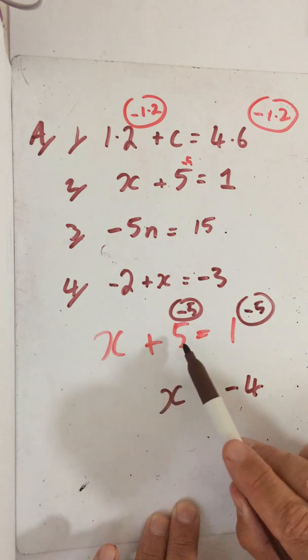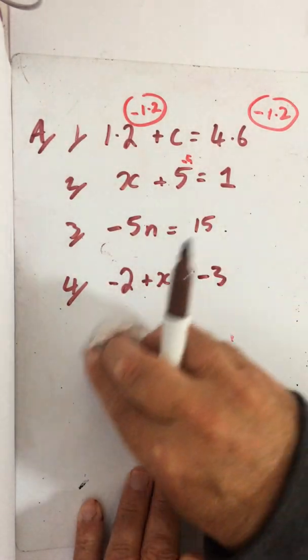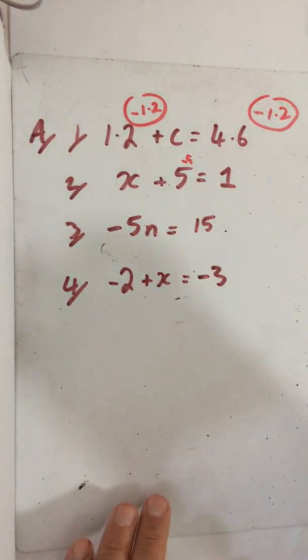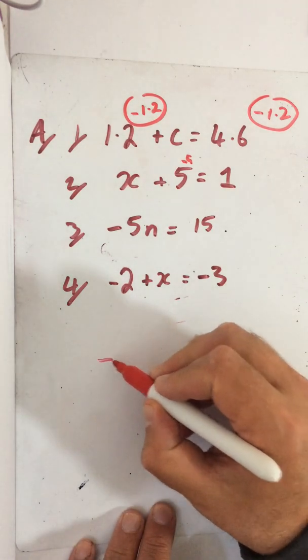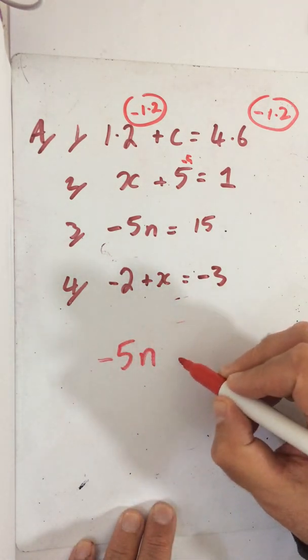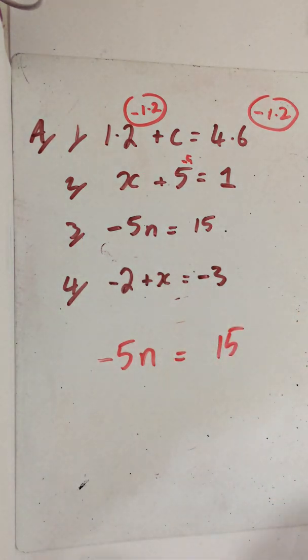Minus 4 plus 5 will give me a positive 1. Okay, let's have a look at question 3. Give that a tick if you got it right. It gets a little bit trickier again when it comes to question 3. So we've got minus 5n is equal to a positive 15.